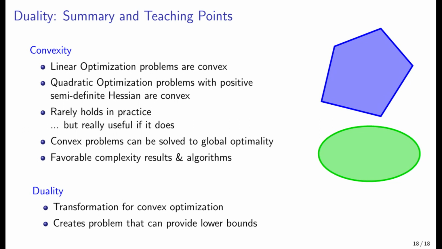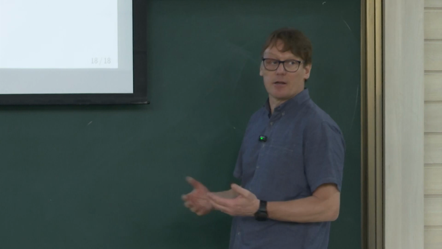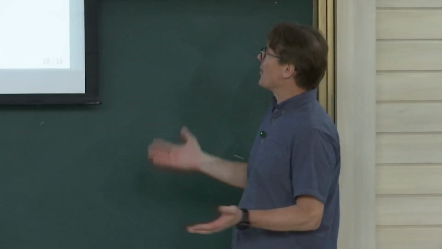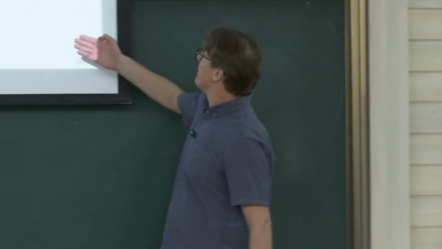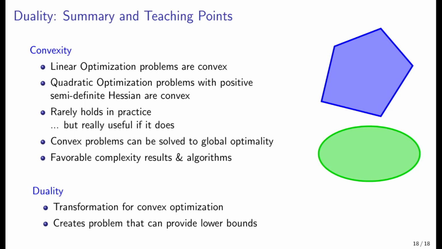And then Pietro is going to talk about more favorable complexity results, and we'll talk about algorithms later. It also plays a very important role in terms of designing algorithms. If I have convex sets, then I can approximate convex sets by cutting planes, for example, because I can always find supporting hyperplanes. And we'll use that in one of the algorithms later that we're going to talk about. And duality is this nice transformation for convex problems that creates a new problem that can give us potentially lower bounds that we can use to prune nodes to eliminate search space in our branch and bound tree search.